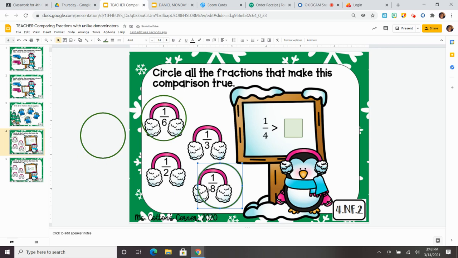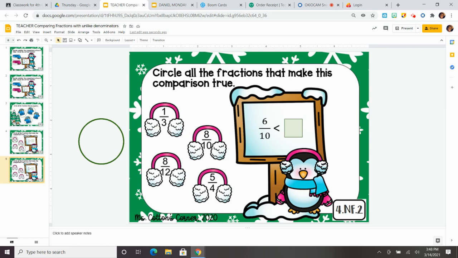So the fractions that are greater than or less than 1/4 include 1/6 and 1/8. That last slide.